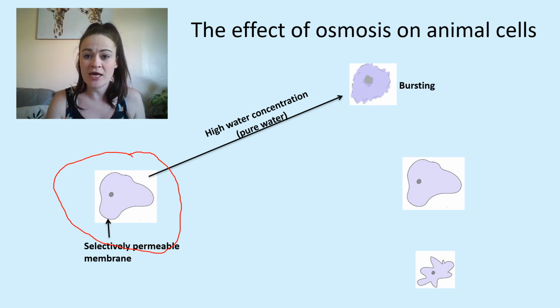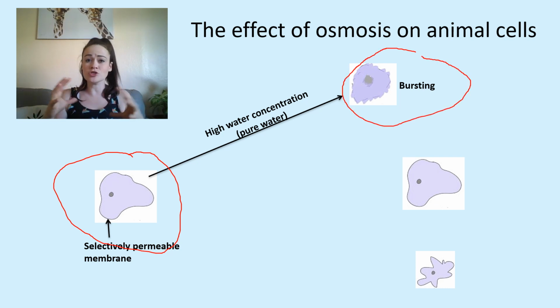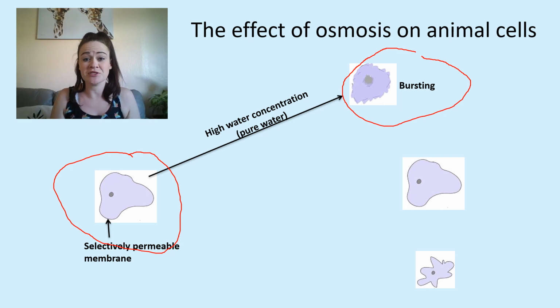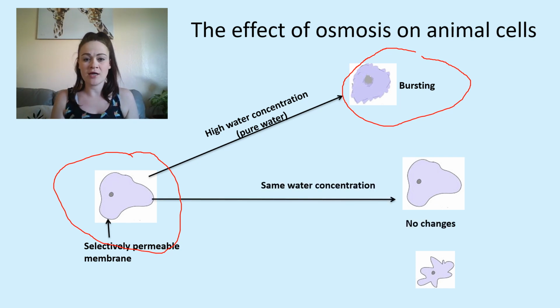We actually get our cell bursting here. Okay, there's no cell wall to stop it from bursting, so the cytoplasm takes in so much water that it just bursts out the cell membrane and the cell's basically destroyed. Now, if we take our normal cell and keep it in a solution that's got the same water concentration as what's inside the cell, there's no change. The amount of water going in and out is equal, so there's no change in the cell.